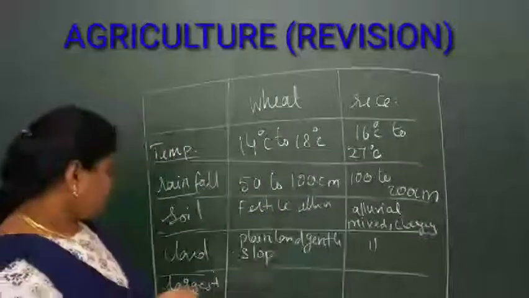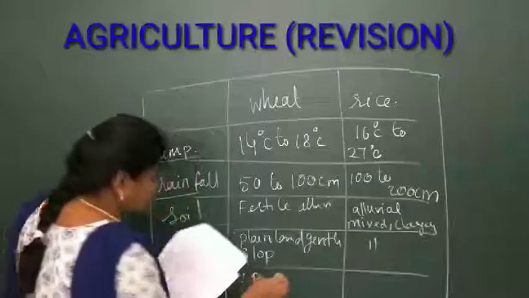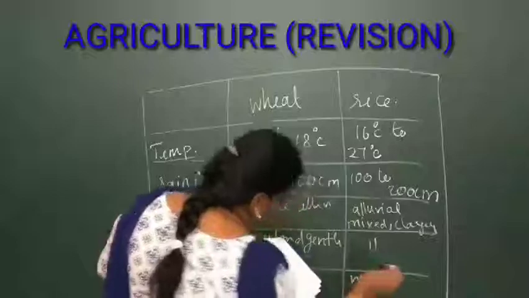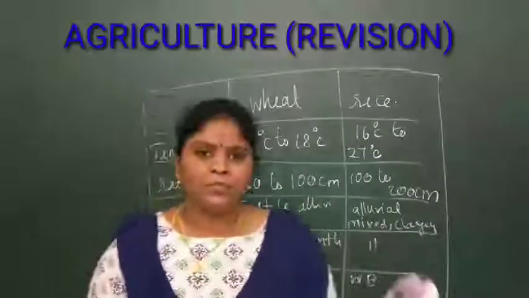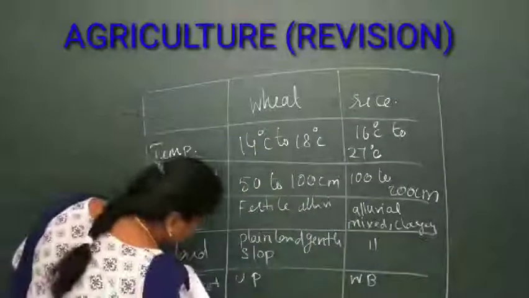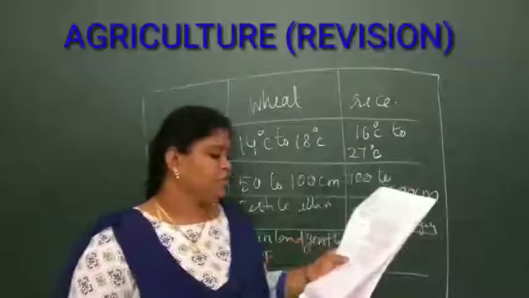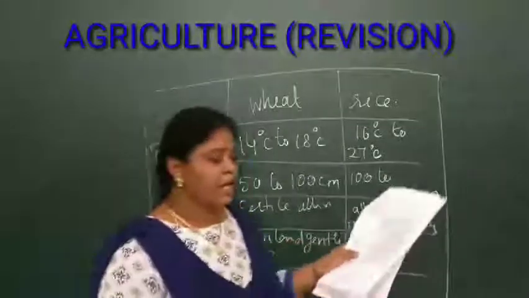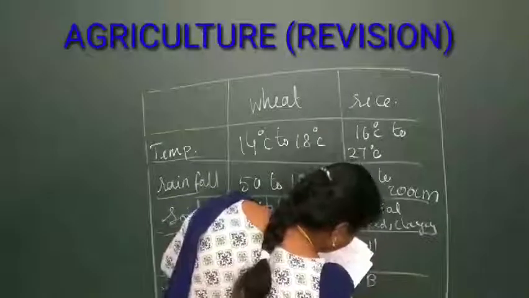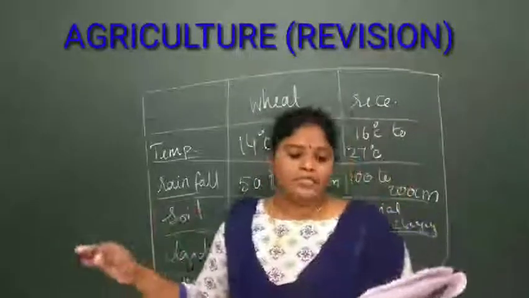Then the largest producer: you can see UP is the largest producer of wheat and West Bengal is the largest producer of rice. Okay, then the other states, you can write Punjab, Haryana, Andhra Pradesh for wheat production. Then for rice production, Bihar, Odisha, Tamil Nadu. So all these things we can write for the production of rice.